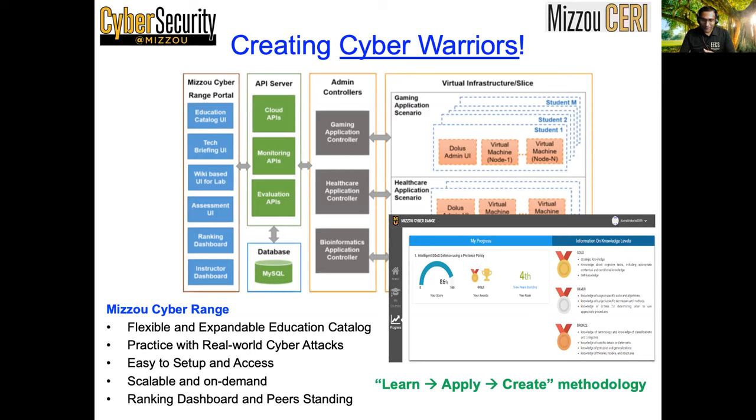Universities are attacked by ransomware attacks. Big companies are attacked by exposure of private information. So creating cyber warriors who will go and help us all out in industry and in research is an important task in this course. What we have done is create this Mizzou cyber range with the NSA funding. It is a set of learning exercises that mimics actual real infrastructure.